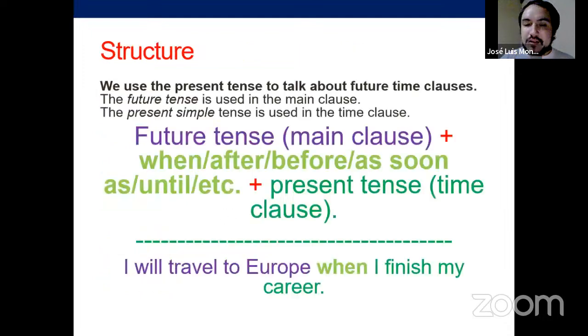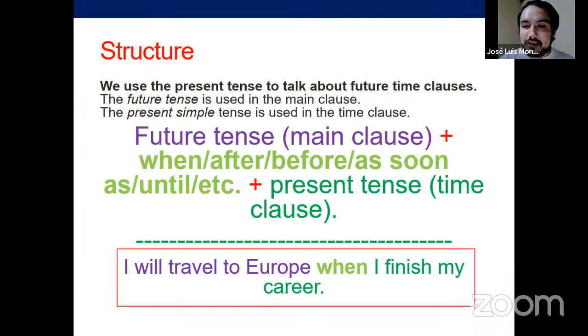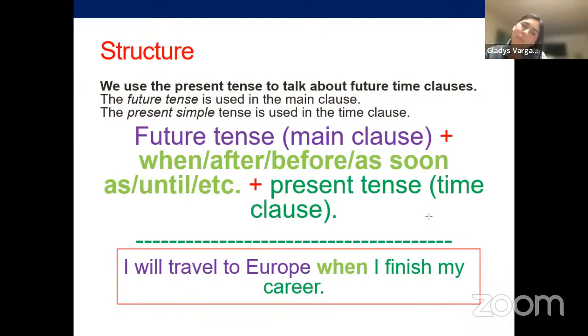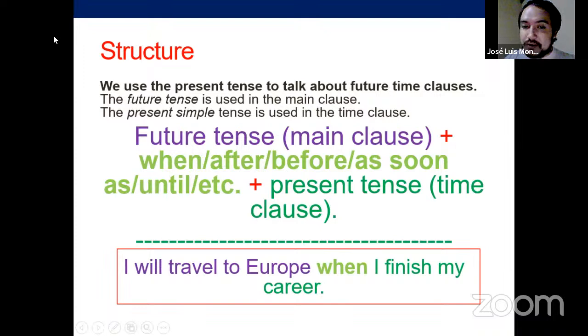Okay, good. Look, these are the two formulas, right? If you read this example, please, let's read only this example over here. I will travel to Europe when I finish my career. Great. Yes, I will travel to Europe when I finish my career, when I finish my major, when I graduate from university, when I graduate from college, but it has to be present. Okay, so this is the structure and this is the standard order of the ideas.